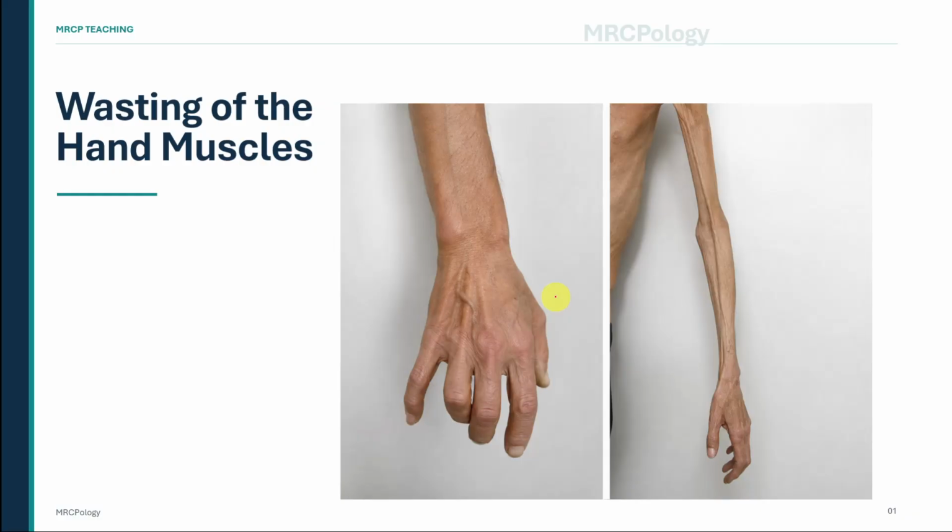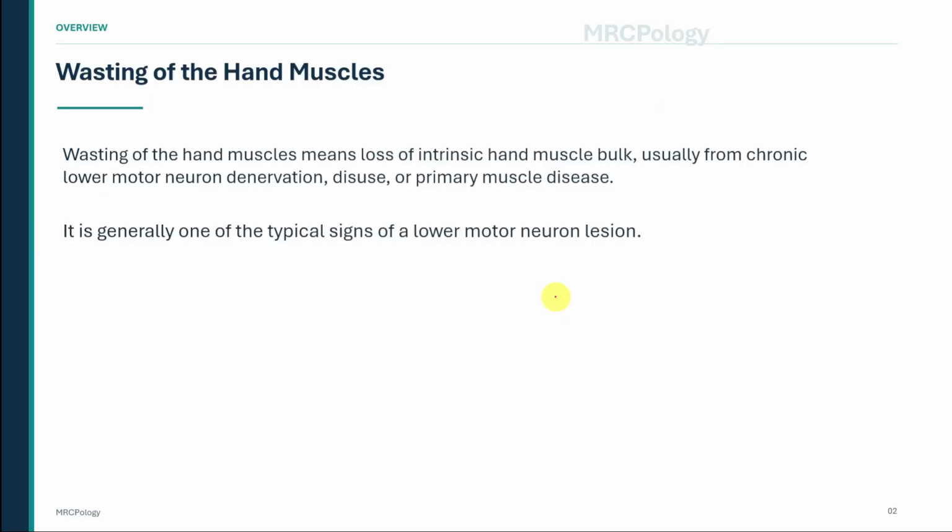Wasting of the hand muscles means loss of the normal bulk of the intrinsic hand muscles. It usually results from chronic lower motor neuron denervation, prolonged disuse, or less commonly, primary muscle disease. In PACES, focal hand muscle wasting should immediately make you consider a lower motor neuron lesion involving a peripheral nerve, nerve root, brachial plexus, or anterior horn cell. To understand the pattern of wasting, first revise the important muscles of the hand.